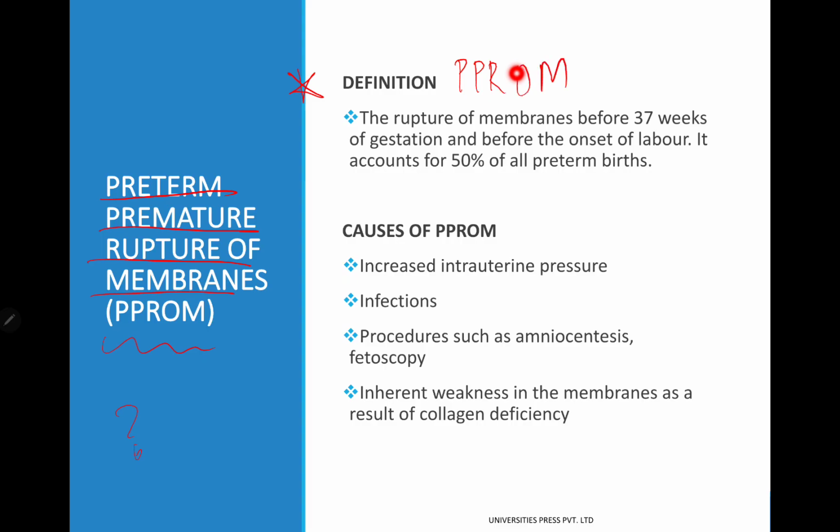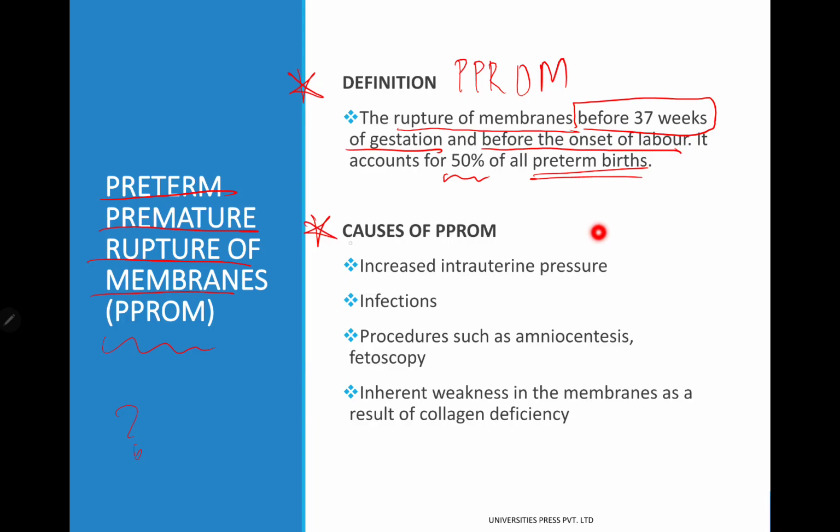PPROM means rupture of membrane before 37 weeks of gestation and before the onset of labor. Any rupture of membrane occurring before 37 weeks of gestation and before the onset of labor is known as preterm premature rupture of membranes. It accounts for 50% of all the preterm births.